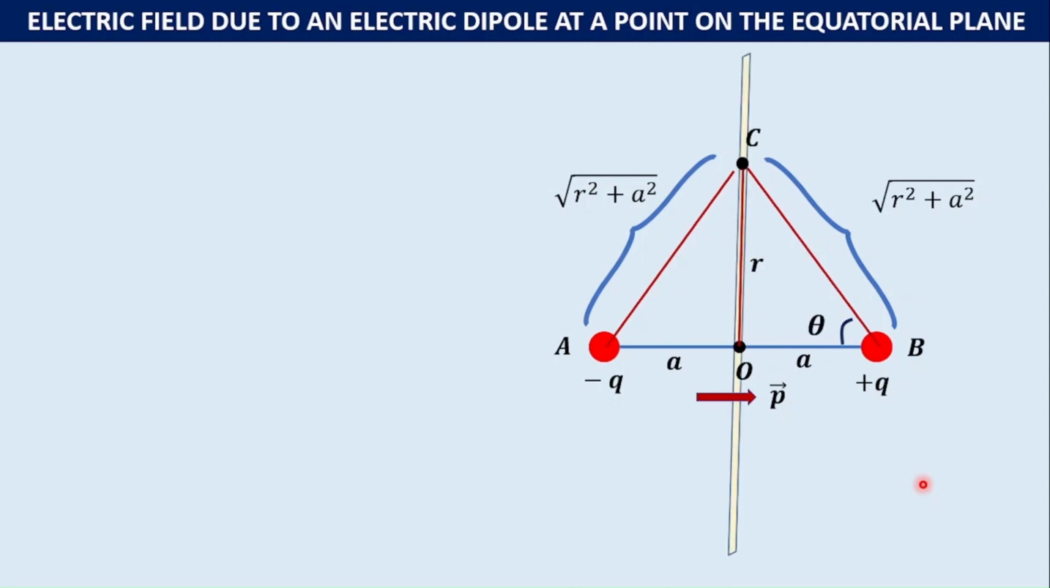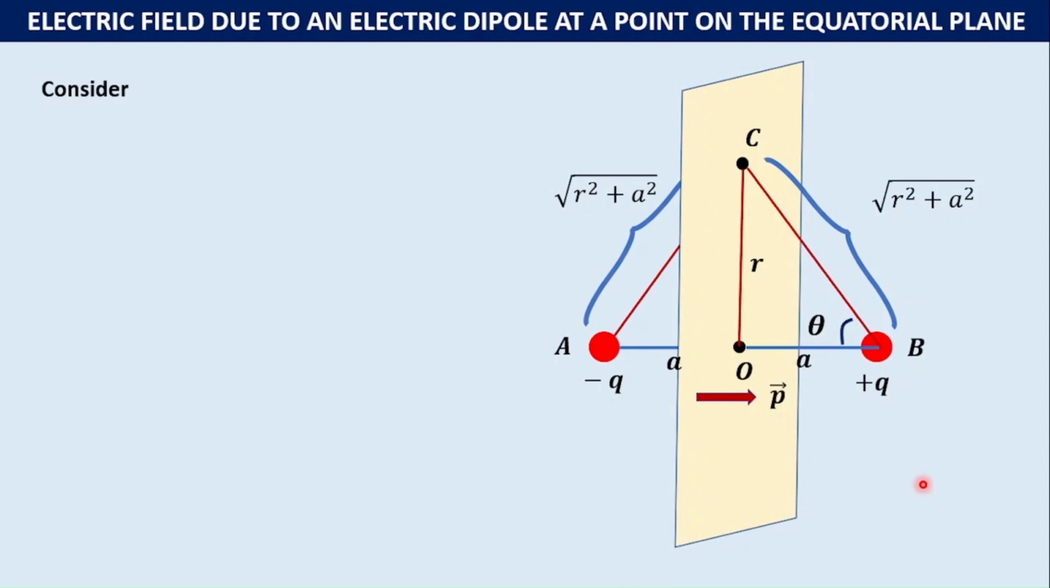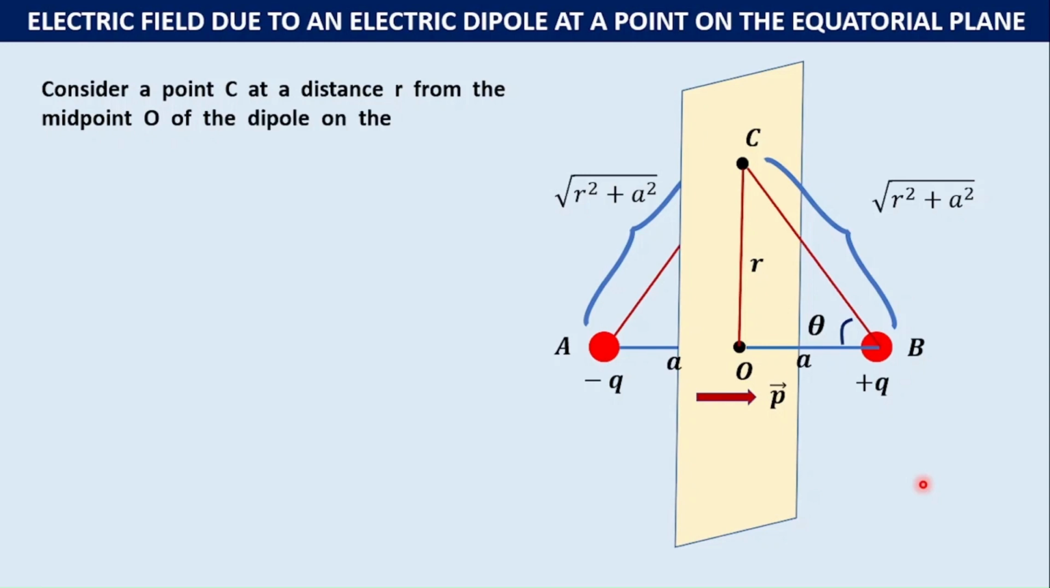Now let us consider a plane perpendicular to the screen passing through the equatorial line, what we call the equatorial plane. Let us move towards the right hand side to view this plane. It's becoming bigger and bigger as we go right. Consider a point C at a distance R from the midpoint O of the dipole on the equatorial plane.